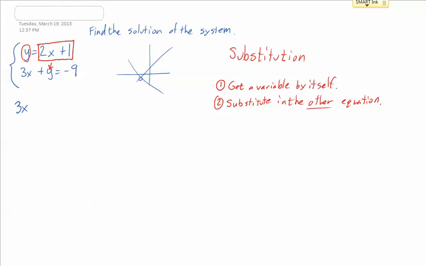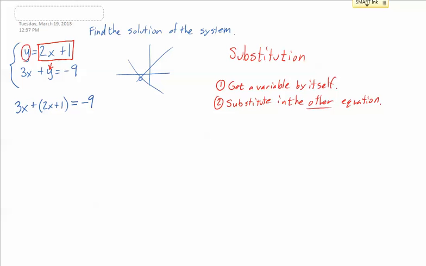So I've got a 3, I've got an x, I've got a plus. Now when I get to the y, instead of writing y, I'm going to substitute it with 2x plus 1. And like a good little Algebra 1 student, anytime I substitute, I put it in parentheses. So then I've got equals, because the equals would come next, and negative 9.